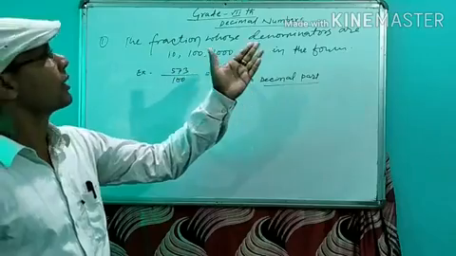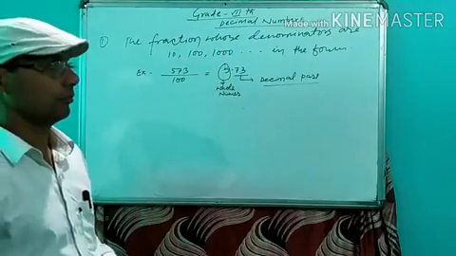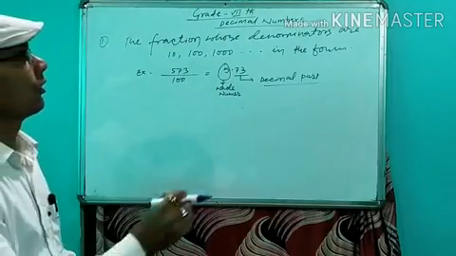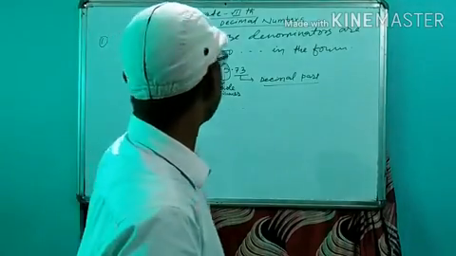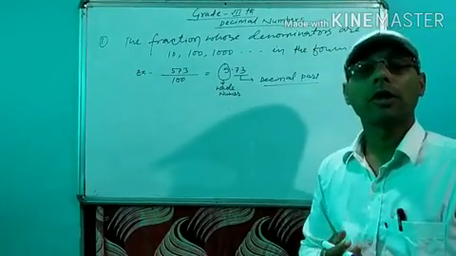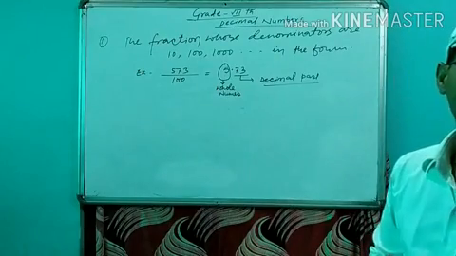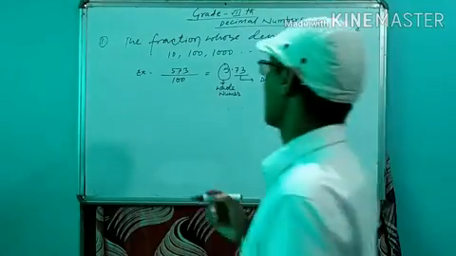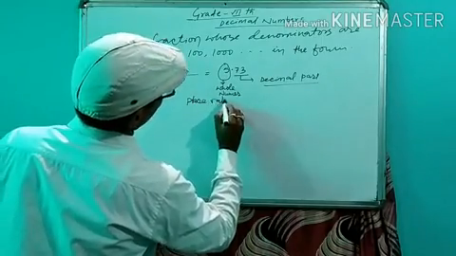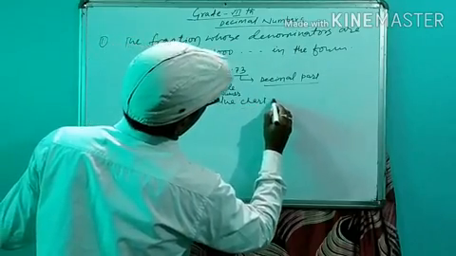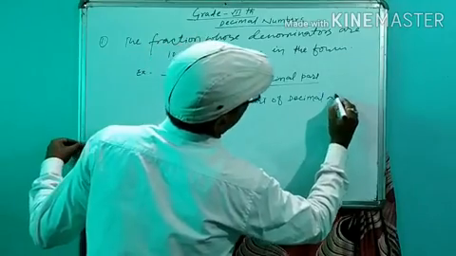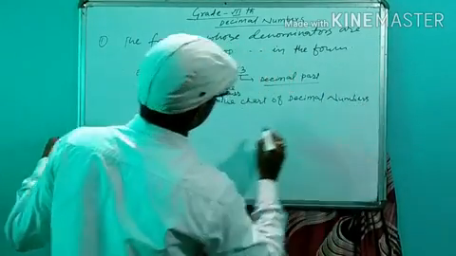The fractions whose denominators are 10, 100, 1000 in this form are called decimal numbers. Okay. Now the place value chart. I am going to draw the place value chart of decimal numbers.